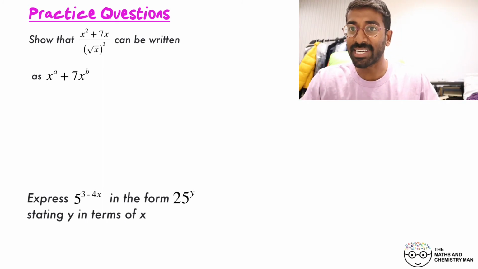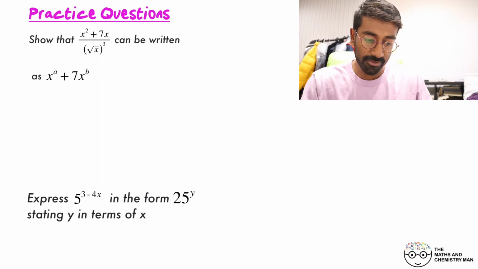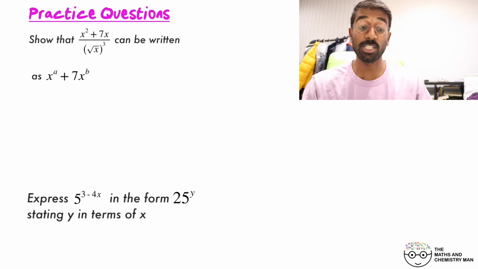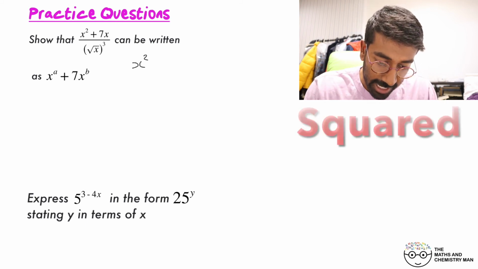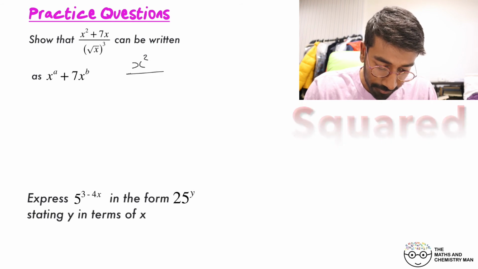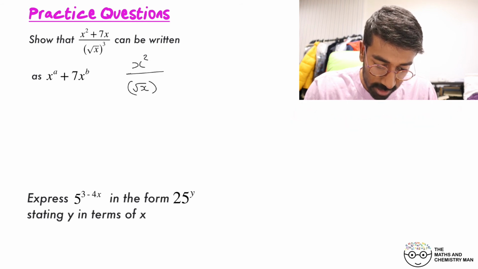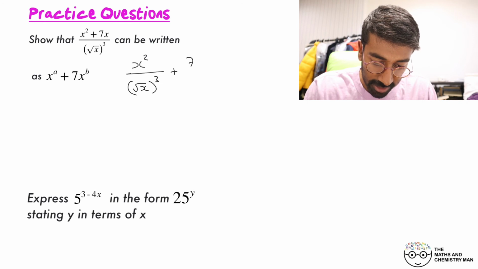Righto, it is correction time, so let's get through it. Now, with the first one, what do we need to do? We'll need to split that up, right, into 2 fractions. So let's get splitting this up. We've got x to the half over the square root of x cubed, and then we'll have our second fraction as 7x over the square root of x cubed.